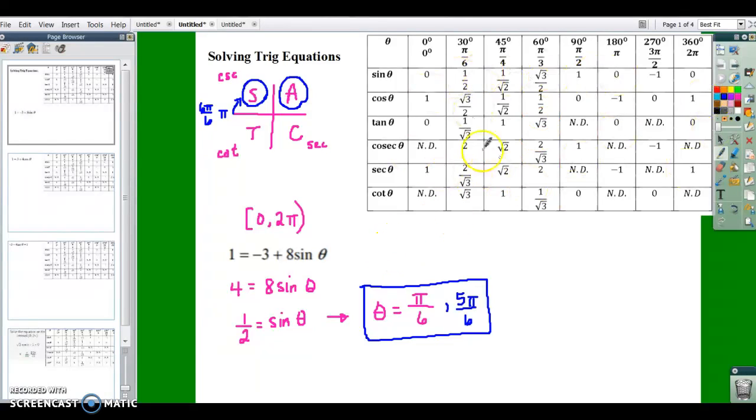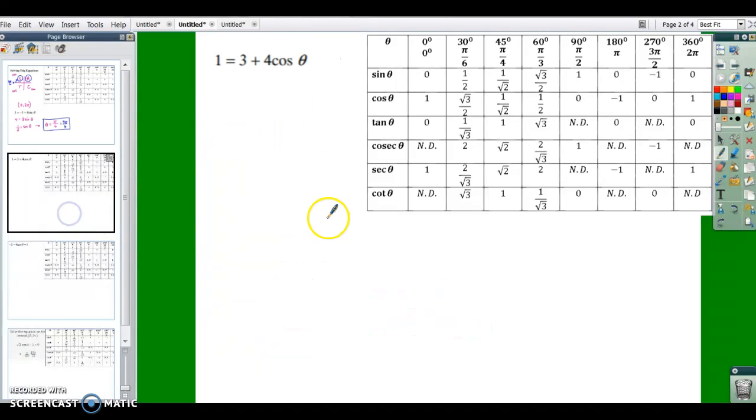So we're going to use this chart, but then we're also going to use our little cheat here of the ASTC. Now, this chart, you have a version of this in your notes. I just expanded it to include cosecant, secant, cotangent. If you want to just pause the video and take a screenshot of that so you have it, you can do that as well. Okay. All right. So let's go ahead and take a look at another problem.